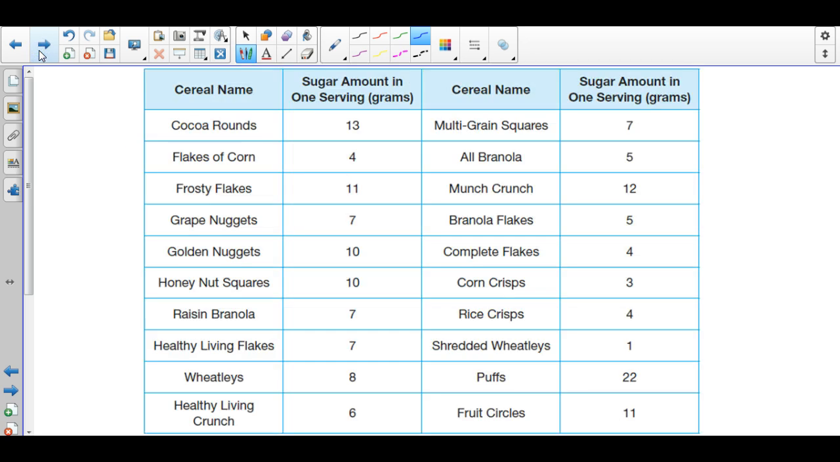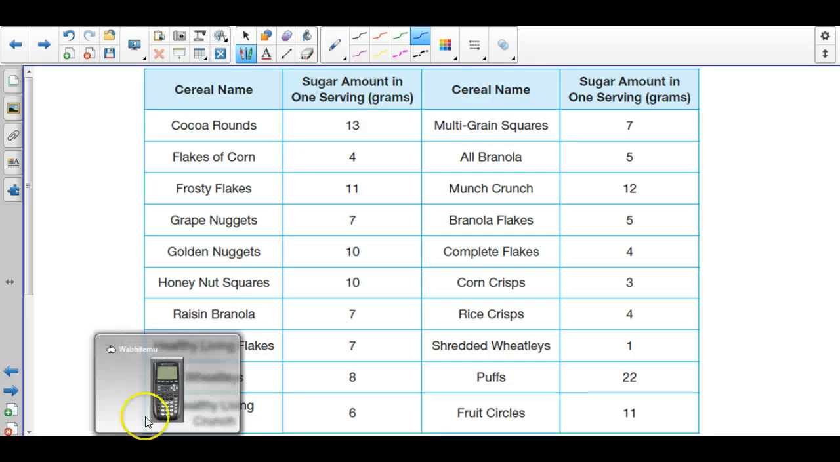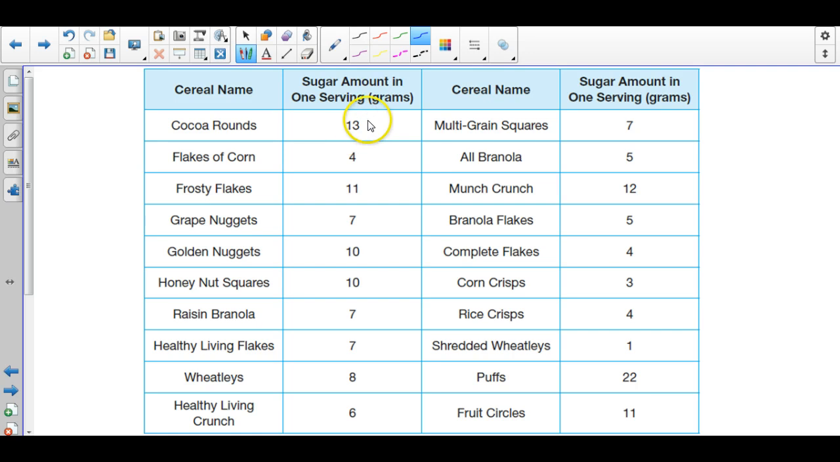So what we're going to do is go to the graphing calculator, and I'll teach you guys how to get a mean, median, all this stuff. If we were to do this by hand, I would have you take 13 plus 4 plus 11 plus 7, and so on. And then you would divide by the fact that there are 20 terms. You would take the sum of all these and then divide by 20.